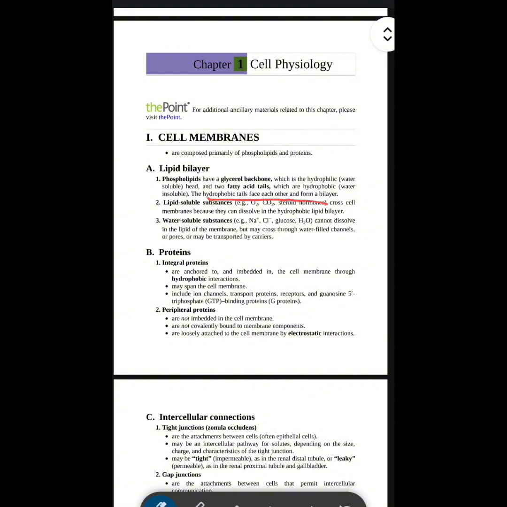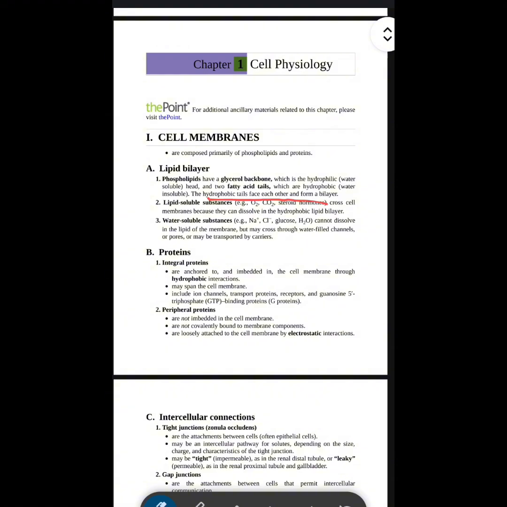Then we have the proteins. Proteins include integral proteins and peripheral proteins. Integral proteins are embedded in the cell membrane through hydrophobic interaction. Embedded proteins may span the cell membrane, and include ion channels and transport proteins, which transport substances other than fat soluble ones. These are embedded in the cell membrane, like transport proteins, receptors, and guanosine triphosphate binding proteins. These are all made of proteins.